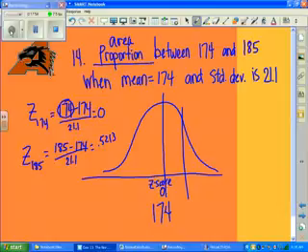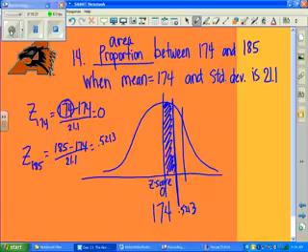So if this is 1, then I'm going to have a z-score somewhere about right here of 0.5213. That's my z-score. Okay, so let's go back to the question. What is the proportion or the area between those two values? So I'm going to find the proportion between those two z-scores.